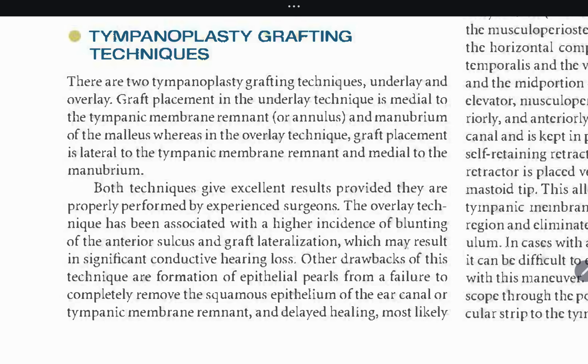Tympanoplasty grafting techniques. There are two tympanoplasty grafting techniques, underlay and overlay. Graft placement in the underlay technique is medial to the tympanic membrane remnant or annulus and manubrium of the malleus, whereas in the overlay technique, graft placement is lateral to the tympanic membrane remnant and is medial to the manubrium. Both techniques give excellent results provided they are properly performed by experienced surgeons.